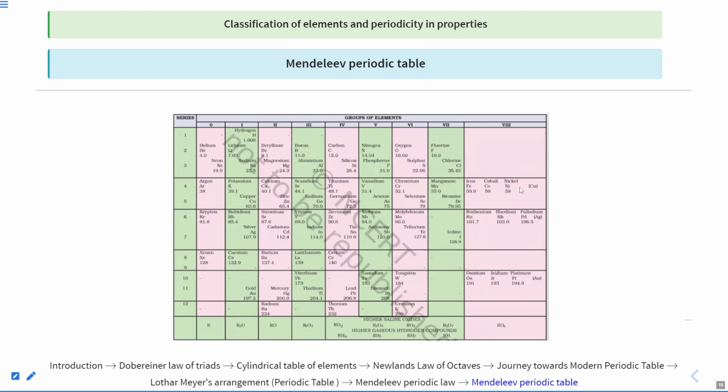Now you can see how good a resemblance it has with the modern periodic table that we have. Clear? So this was all about today's lecture.